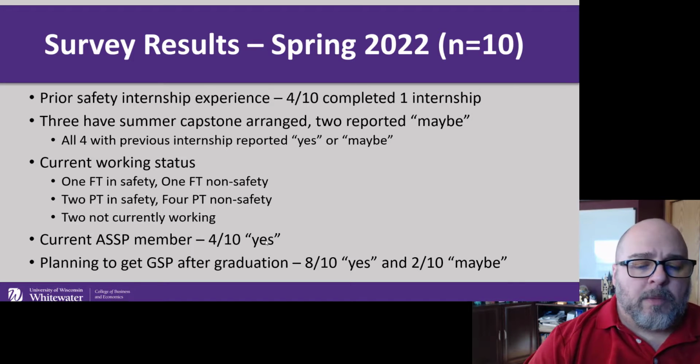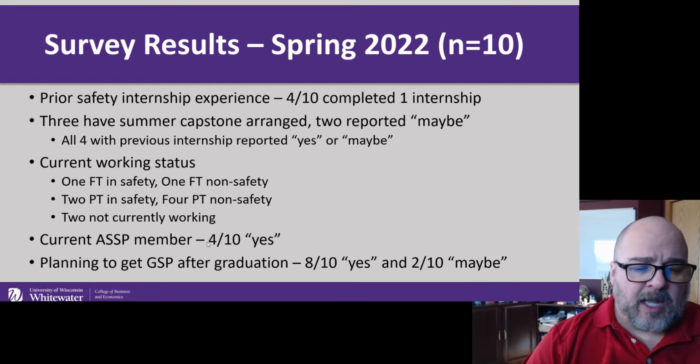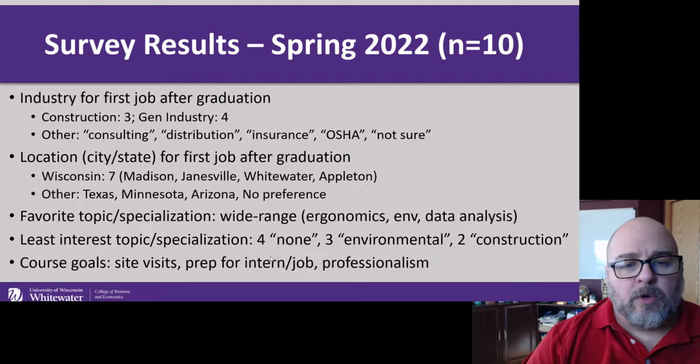We have 4 members of the class who are currently SSP members. I'd like to change that. I think it's important that you engage in our professional society. And 8 of the 10 of you were for sure going to get your GSP. 2 are on the fence. Please ask me about that. I can elaborate on what that means.